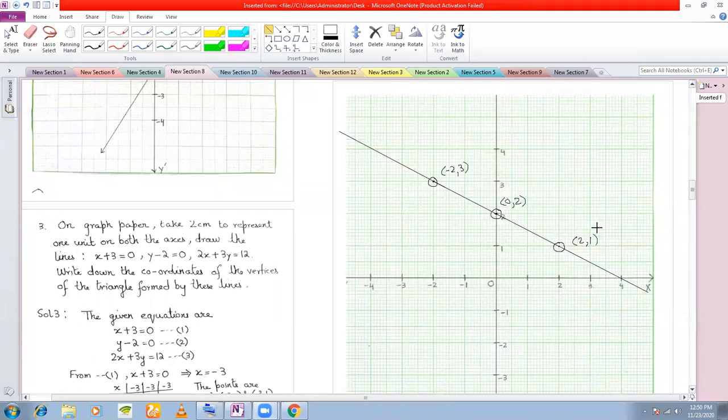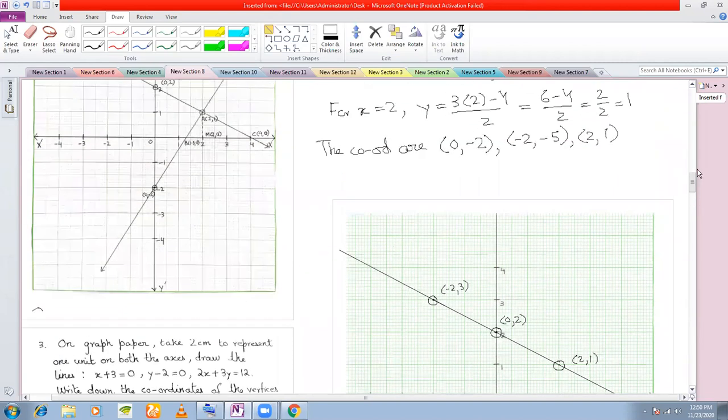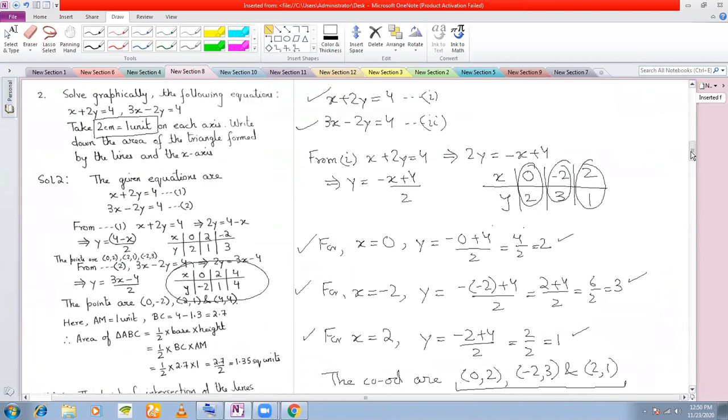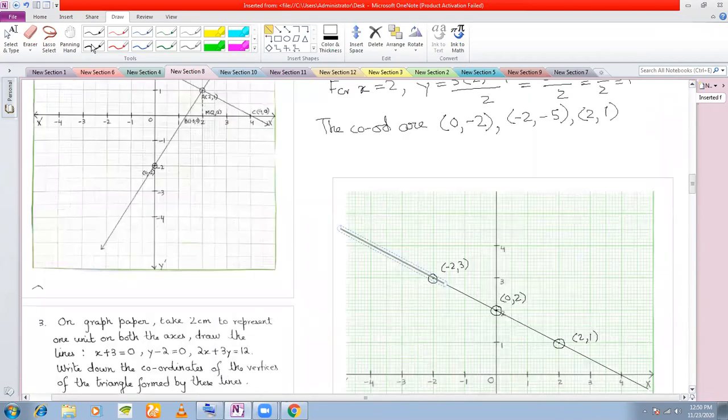Okay, so this is your straight line. We have joined the 3 points and we extend, as I told you, till the end of the graph, as much as possible. So this is your straight line and you label it. What is the equation of the straight line? It is x plus 2y is equal to 4. So you write it here: x plus 2y is equal to 4. This is your straight line.